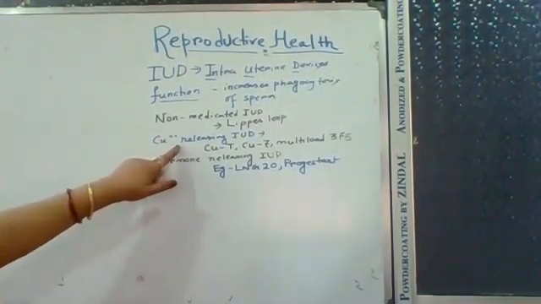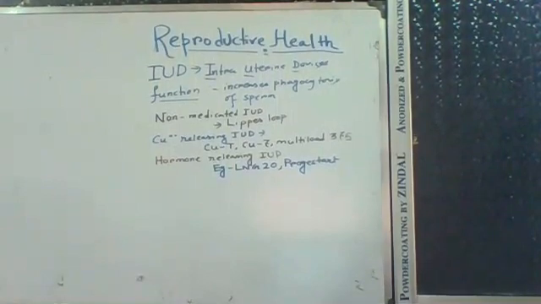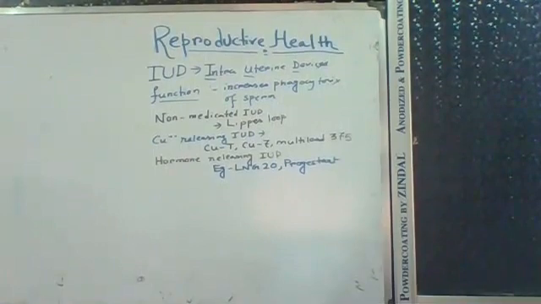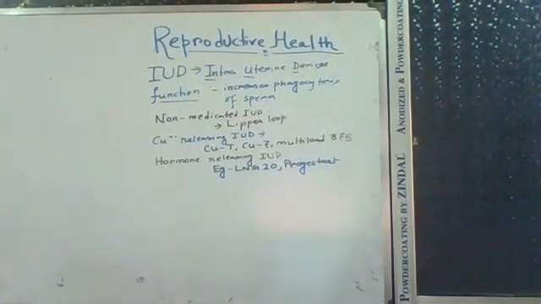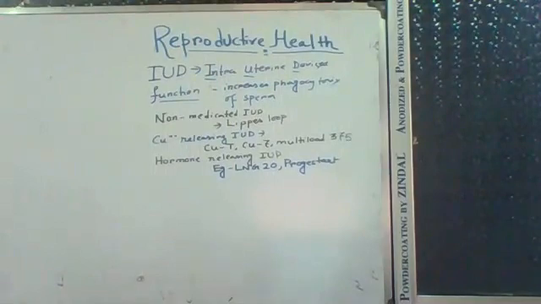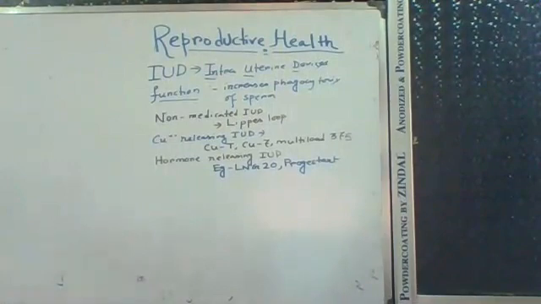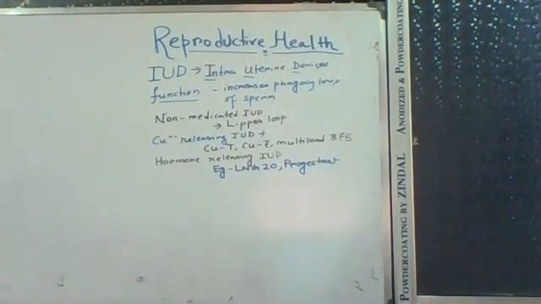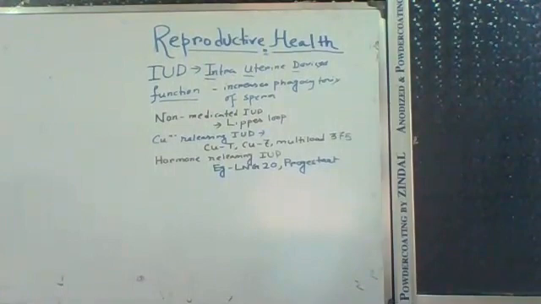So please write down here: copper ion suppresses motility and fertilizing capacity of sperm, right? So these IUDs are ideal contraceptive for the female who want to delay pregnancy or space children.